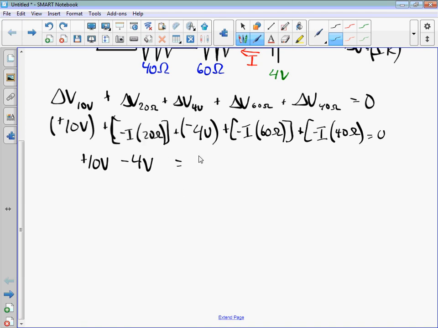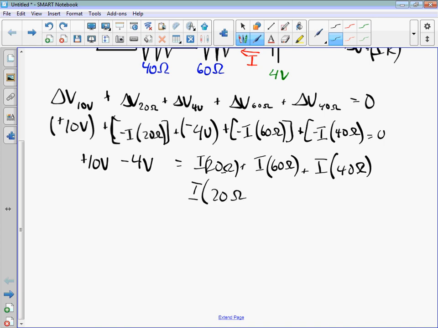So now we've got I times 20 ohms plus I times 60 ohms plus I times 40 ohms. Ooh, that's a nasty omega. There we go. Now we're going to want to factor out your I value, and what you're factoring out are those ohmic values.